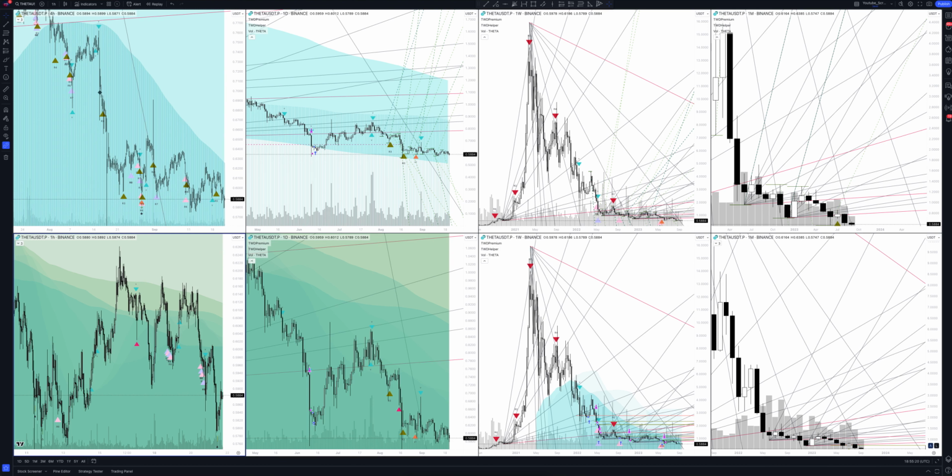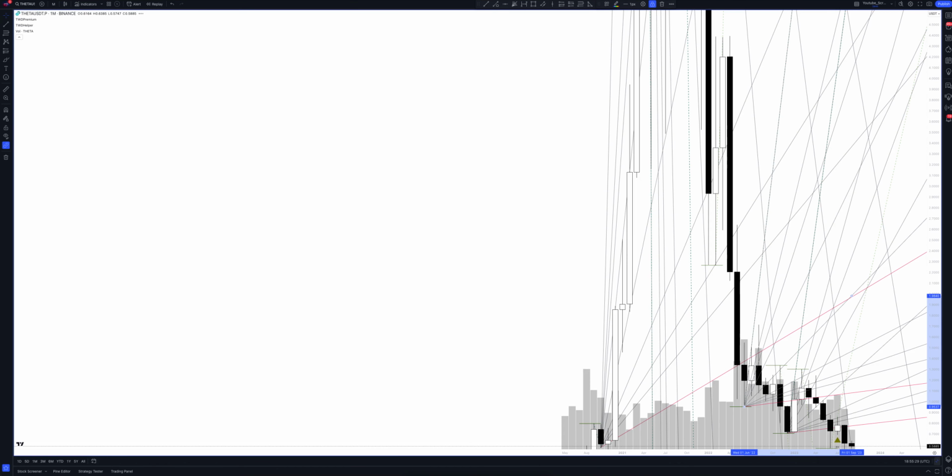Today we will take a look at Theta Network cryptocurrency. Let's analyze the market situation and find out how you can make money on it. Let's start. We always start our analysis from the global market.